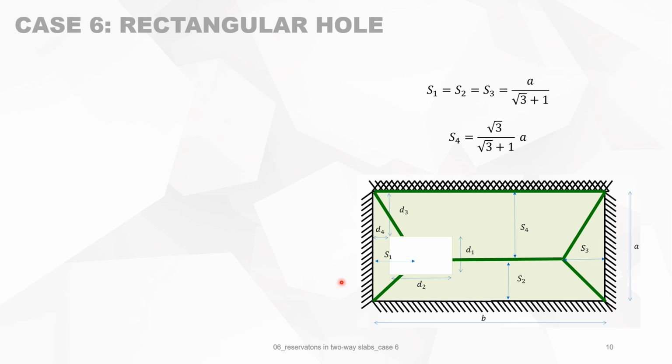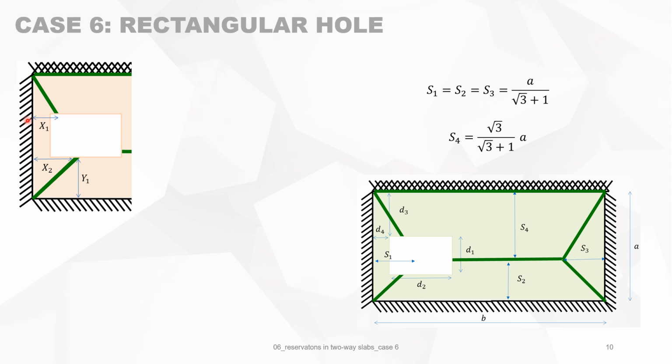Now let's look at it a little bit closer. We know what S1, S2, S3, and S4 are from the first slides. On this, again, the positions of S1, 2, 3, and 4 are indicated, and the values of D1, D2, D3, and D4.